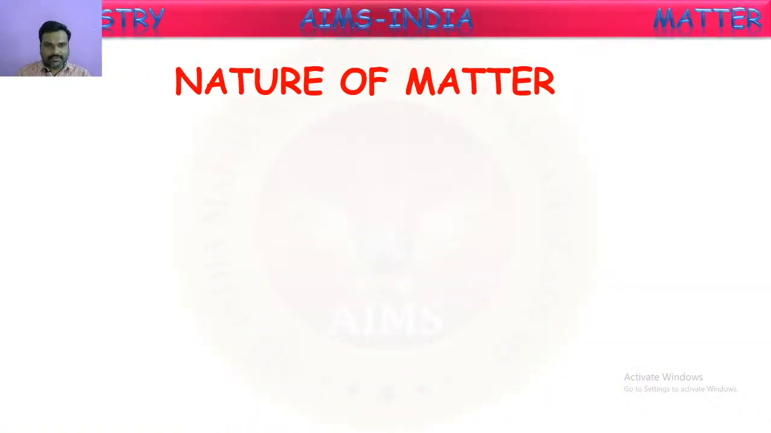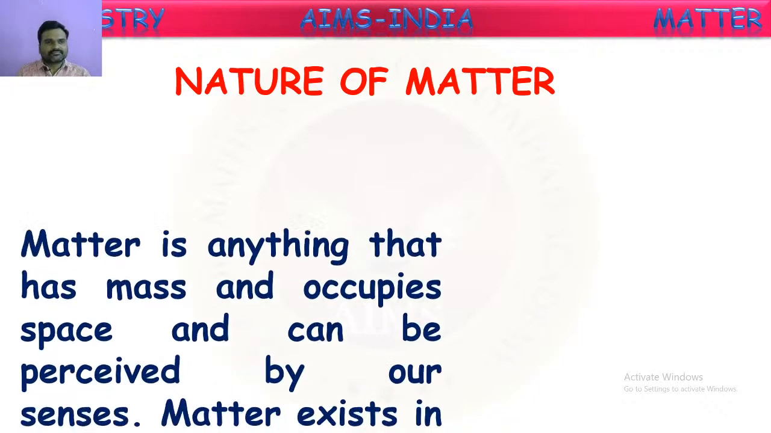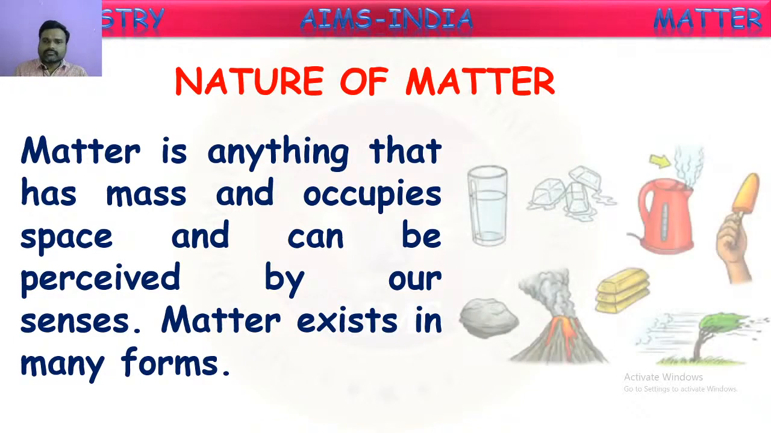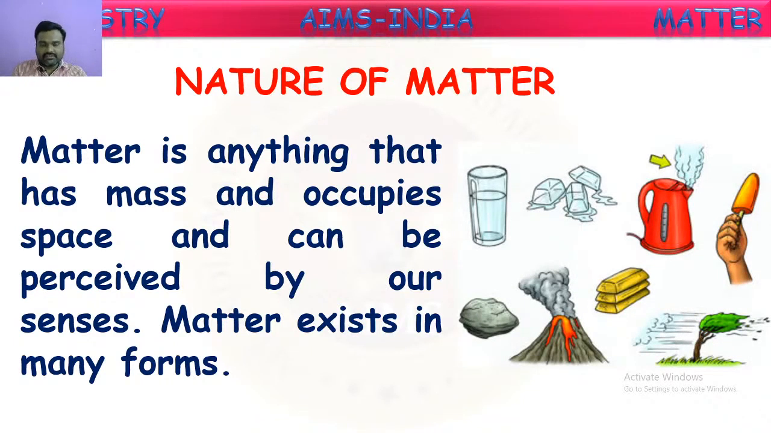First of all, what is this matter and what is the nature of this matter? As you know, matter is anything that has mass and occupies some space and can be perceived by our senses. That is called as matter. For example, some examples for the matter are given here. You can see a glass of water, some ice cubes, a flask, some stones, the magma, lava coming out from the mountains, some metals like gold, and even air, plants.